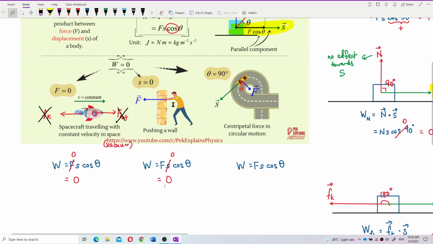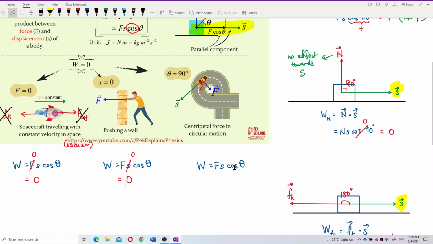Like when you're pushing a wall, there is force exerted. No matter how hard you push the wall, if the wall doesn't move an inch, that means you do 0 work. Displacement 0. And about the angle 90: if the force and displacement are at 90 degrees, like in this case, theta is 90. Between the force and displacement is 90 degrees, so they are perpendicular.